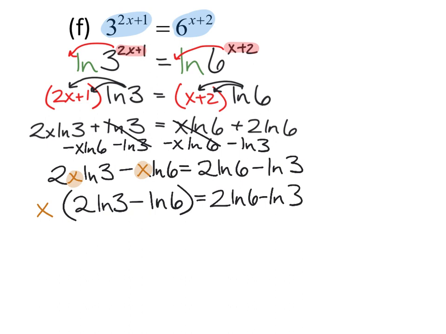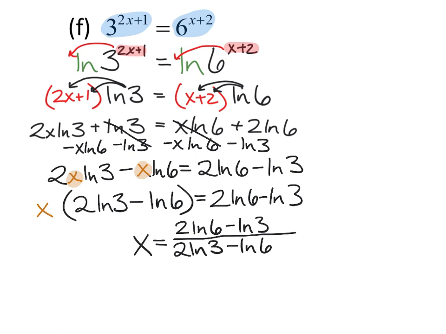To isolate the x, I would want to divide by its coefficient, which happens to be that parentheses with the natural logs inside of it. So I'm going to divide both sides by that entire binomial, which means this would be 2 natural log of 6 minus natural log of 3 in the numerator, all divided by that parentheses, 2 natural log of 3 minus natural log of 6. And at this point, I have x equals something, which means that's when I turn to my calculator to evaluate. This would give me approximately 6.129.